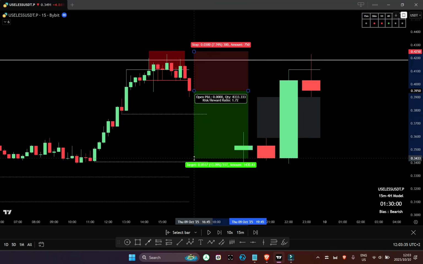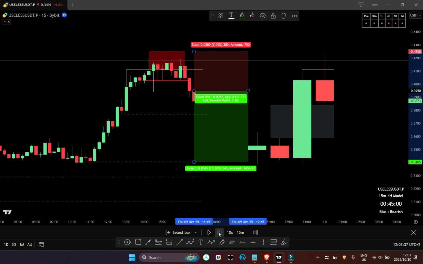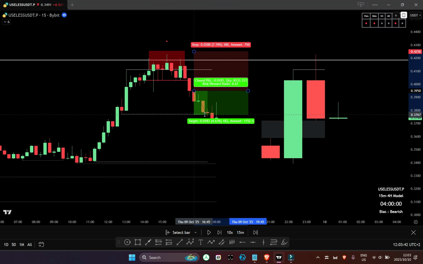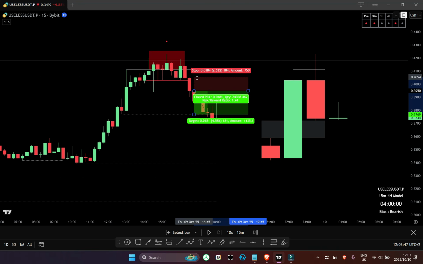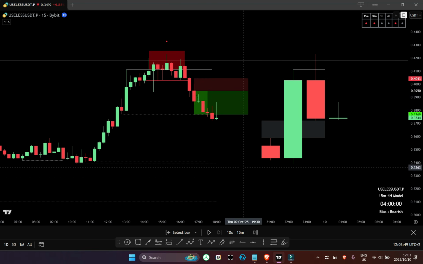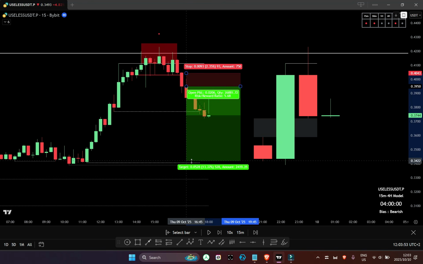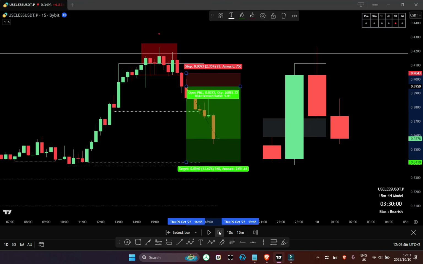So let's see if we stick to this point. Let's see how this plays out. So there you go, taps into our first area. So you could always take partial profits at this area. And then what you want to do is move your stop loss down to entry. So from this point, it becomes a risk-free trade. And then let's see if it'll go to our next liquidity region.